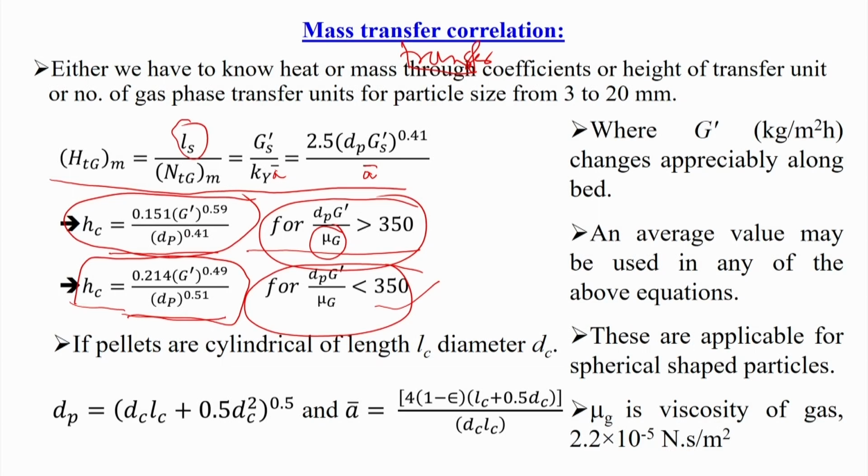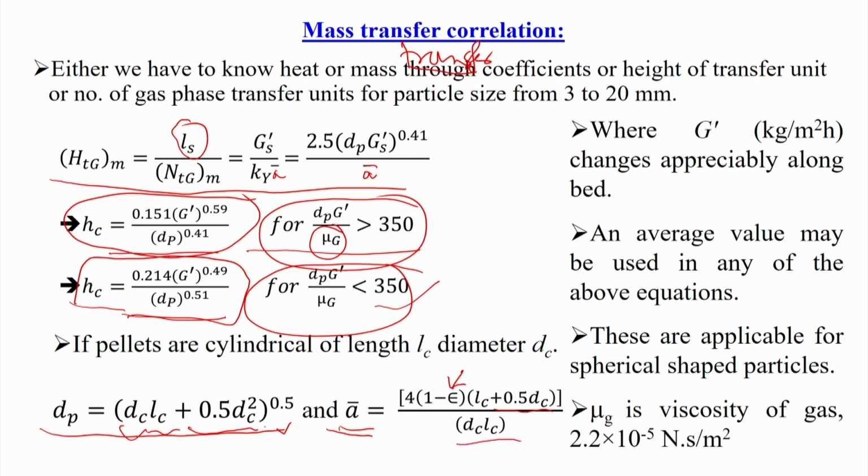Now, if the pellets are cylindrical in nature, with length Lc and diameter dc, then dp will be the equivalent diameter of these pellets, dc into Lc plus 0.5 into dc square, to the power 0.5, and a prime will be 4 into 1 minus epsilon, that is the porosity. This is mostly for highly porous materials, especially catalysts, into Lc plus 0.5 into dc, by dc into Lc.